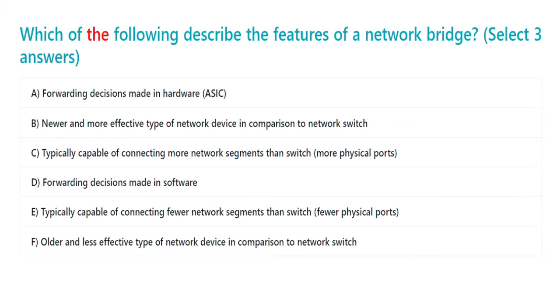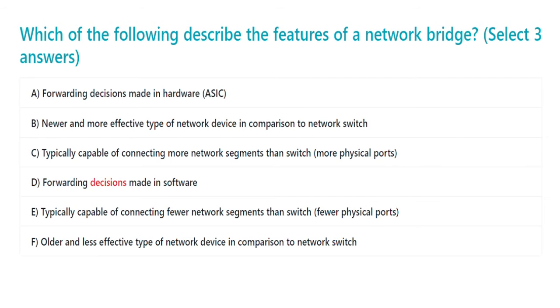Which of the following describe the features of a network bridge? Select 3 answers. A. Forwarding decisions made in hardware, ASIC. B. Newer and more effective type of network device in comparison to network switch. C. Typically capable of connecting more network segments than switch, more physical ports.